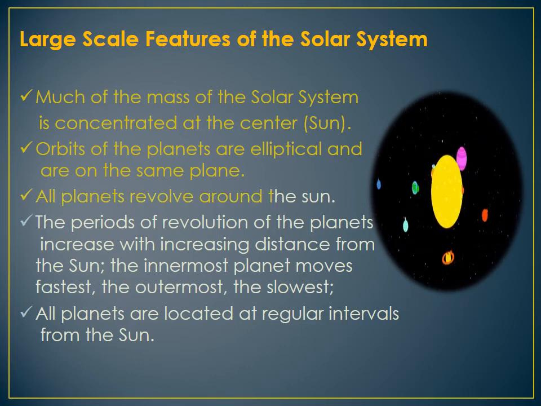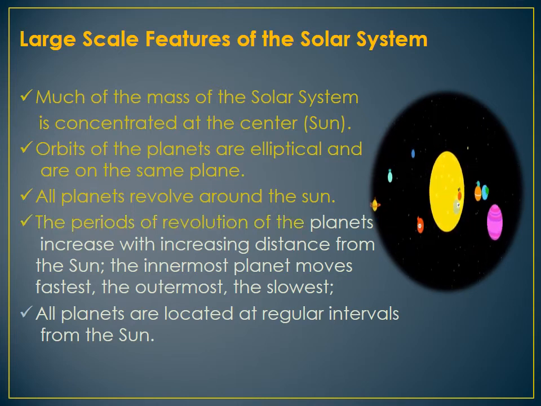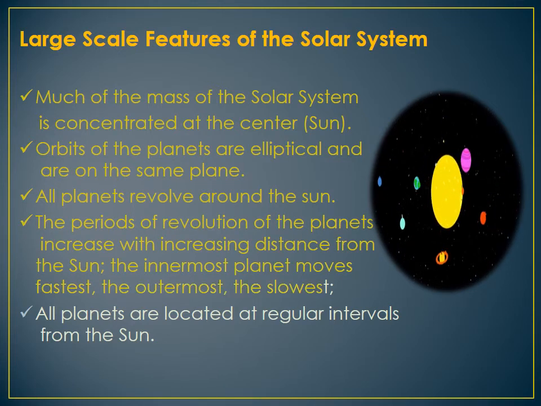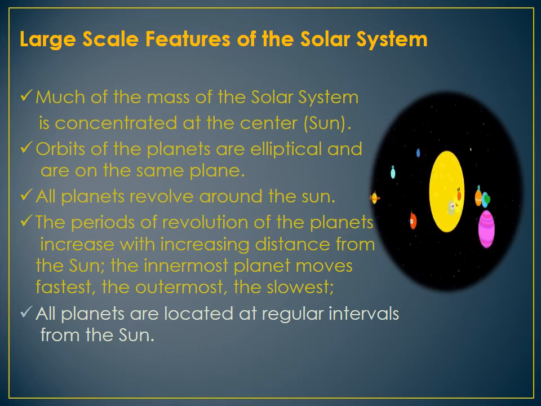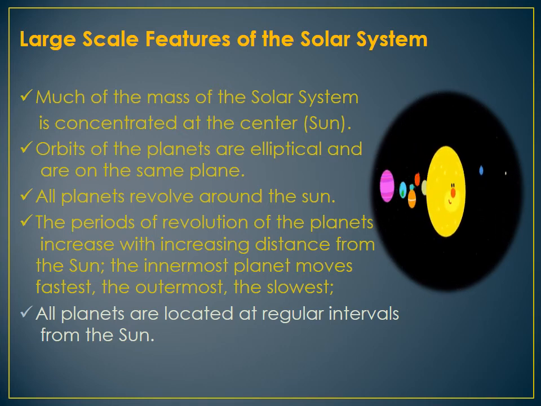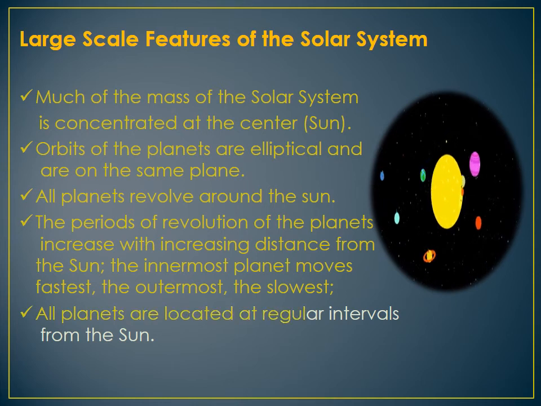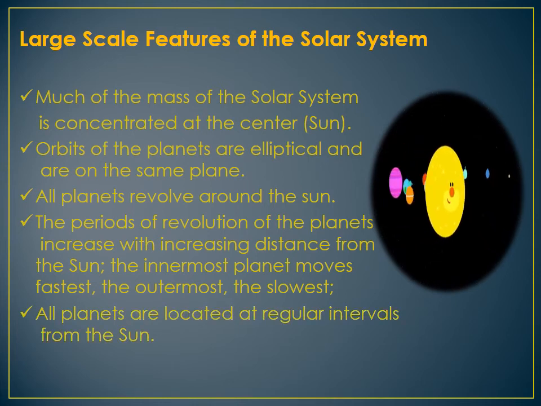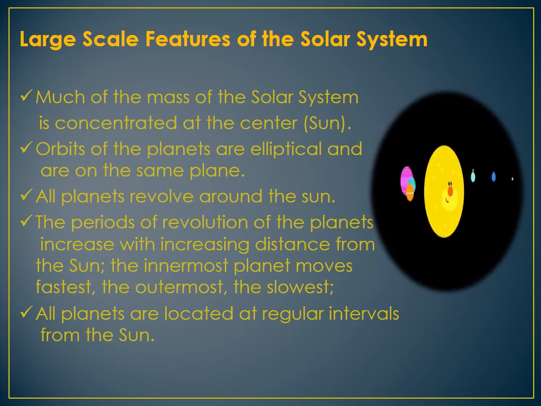All planets revolve around the Sun as well. Their periods of revolution increase with increasing distance from the Sun. Of course, the innermost planet moves fastest, and the outermost are the slowest. All planets are located at regular intervals from the Sun, so nobody is not following their orbit. No one is not in order.